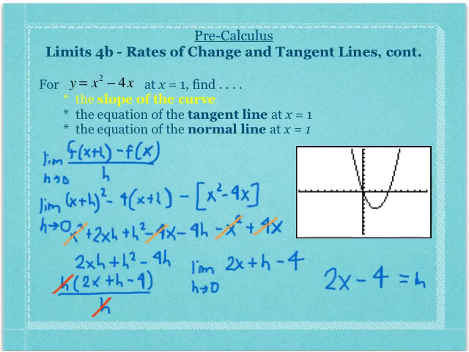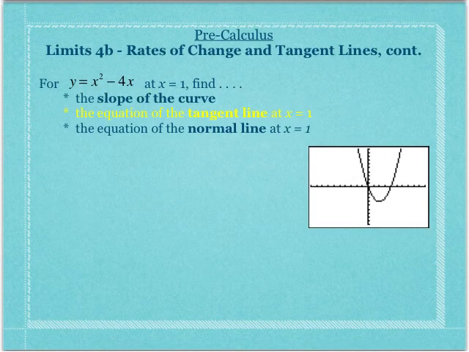Let's then look at the next slide. I just want to remember that 2x minus 4 before I forget, so I'm going to jot that down. Now the next slide is about the equation of the tangent line at x equals 1. Now we remember that the slope was 2x minus 4. Is that going to be the equation of the tangent line at that particular spot? Well, not quite.